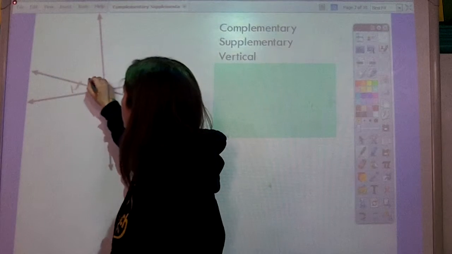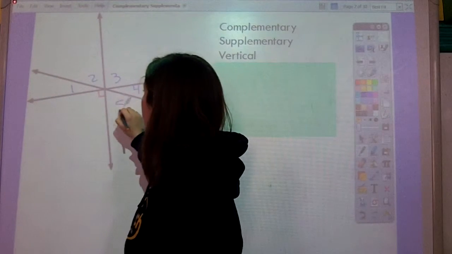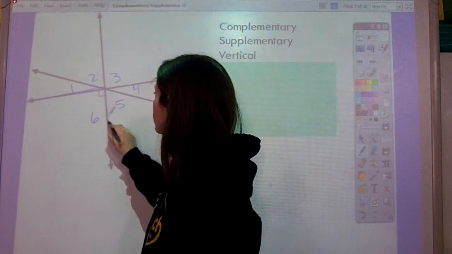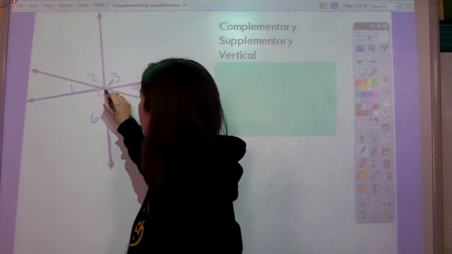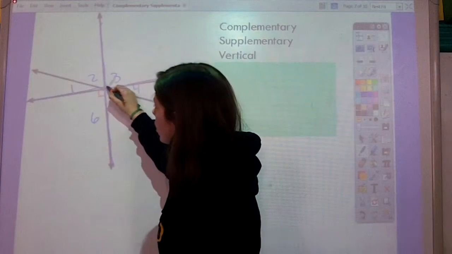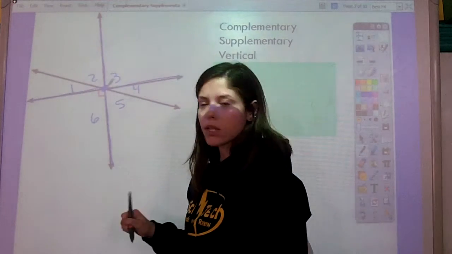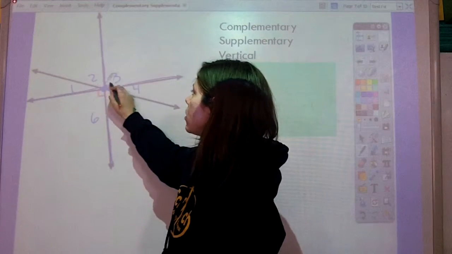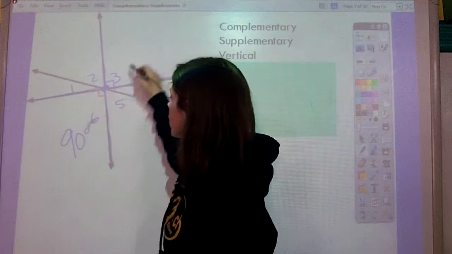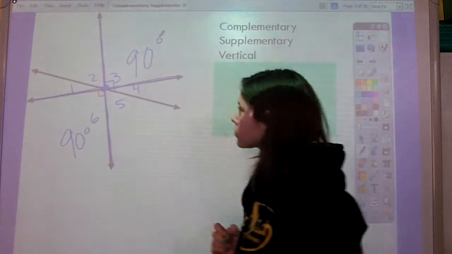Another example of vertical angles would be angle 6 and angle 3. They're opposite each other, they share a vertex, and they're congruent. Angle 6 is a right angle, angle 3 is also a right angle, which means they're 90 degrees.